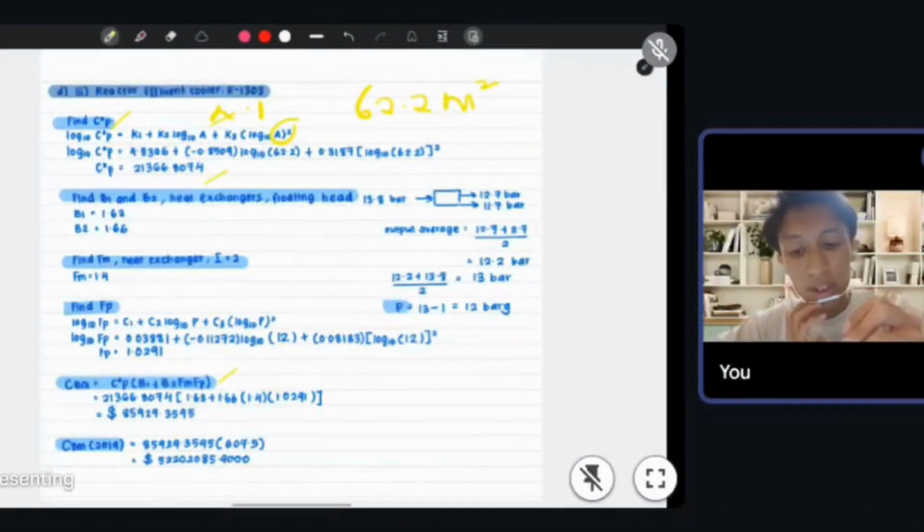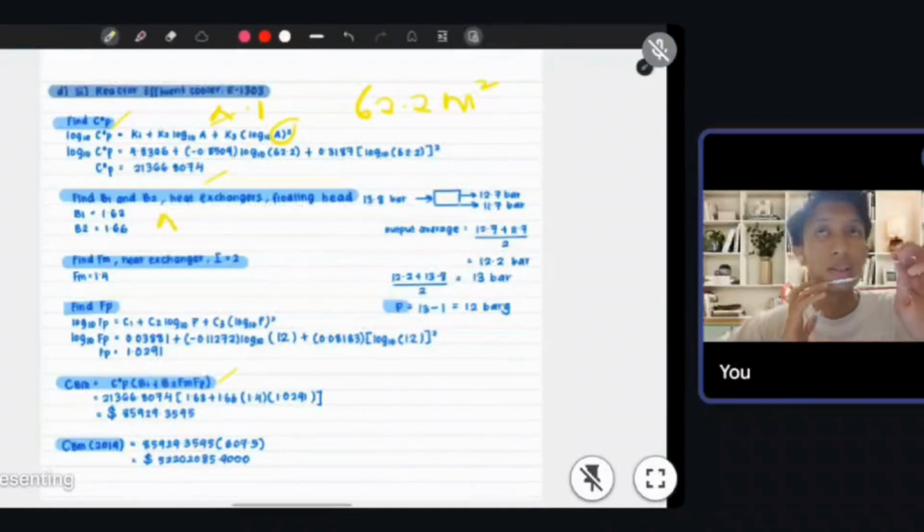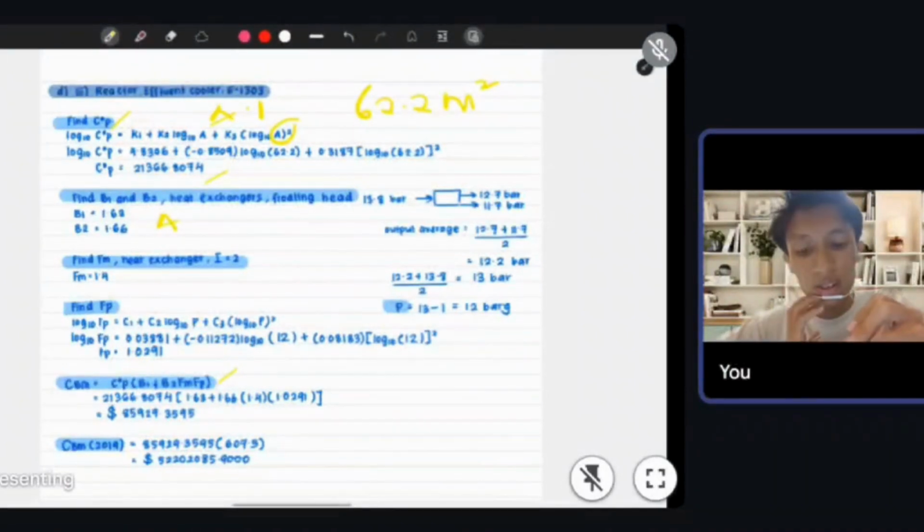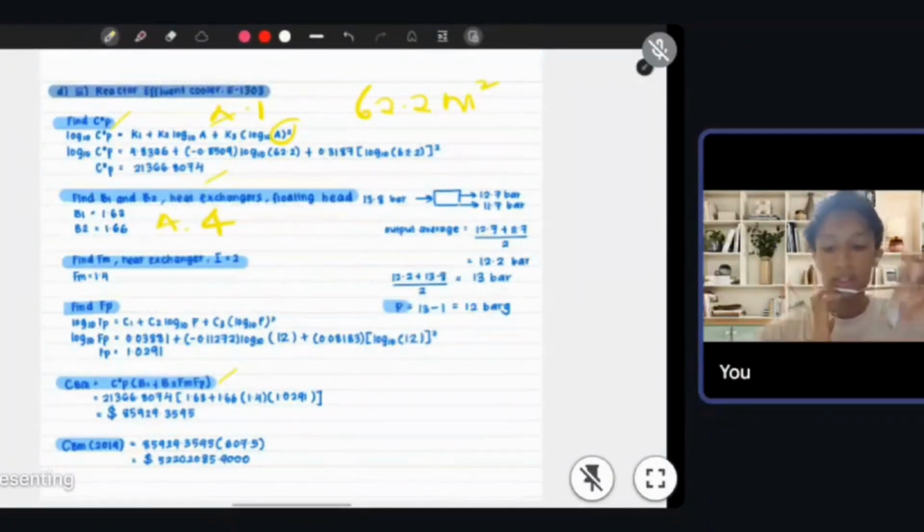The second is the B1 and B2 values. For the heat exchanger with floating head, they are given in table A4. So we get B1 and B2. Then we continue to find the identifying number. The identifying number is 2, and we can get FM by looking at the graph, and FM is 1.4.